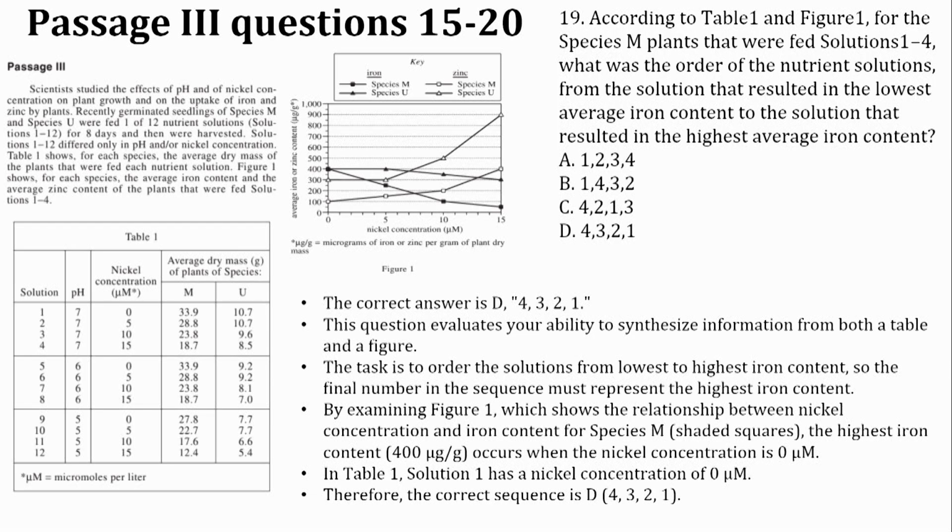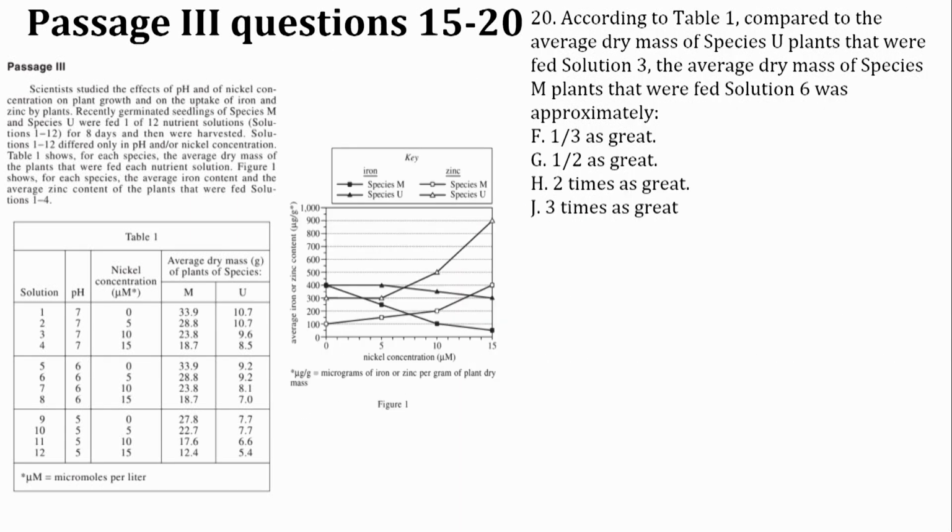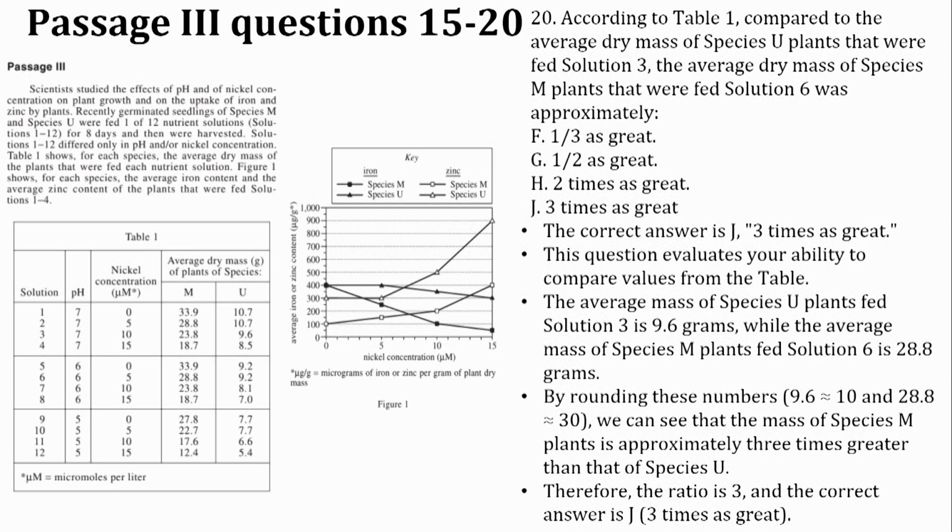All right, y'all, here's the final question for passage 3. Question 20 says, according to Table 1, compared to the average dry mass of species U plants that were fed Solution 3, the average dry mass of species M plants that were fed Solution 6 was approximately. The correct answer choice here is J, 3 times as great.